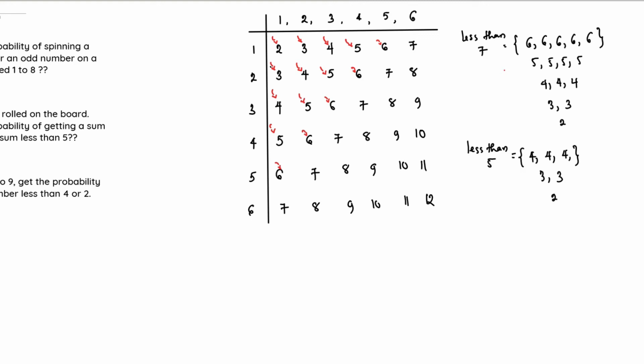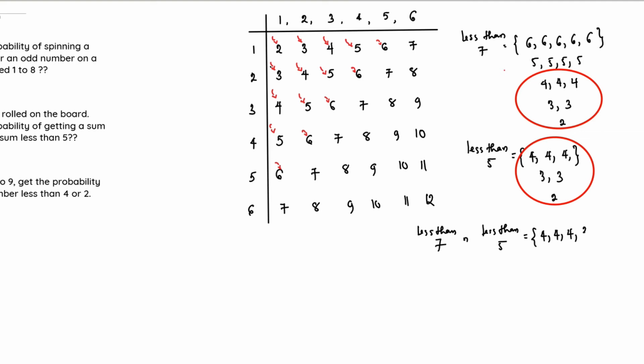So we have the outcomes that are less than 7, and we also have the outcomes that are less than 5. Paying closer attention to this, we can see that there's a form of intersection between both events. That is, the outcomes less than 7 and less than 5 have some common elements between them, which we can write as less than 7 intersection less than 5. And the intersection is equal to 4, 4, 4, 3, 3, and 2. These are the intersection between both events.